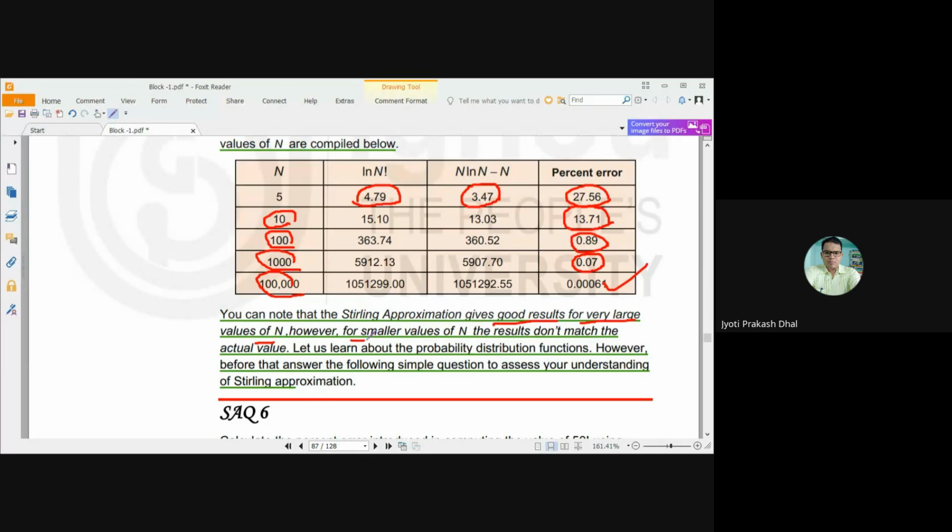However, for smaller values of n, the result does not match the actual value. So if very large numbers are there, then Stirling's approximation gives good results. But for smaller values of n, it does not match the actual value, and there will be a percentage of error.